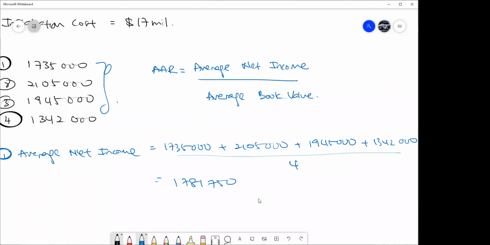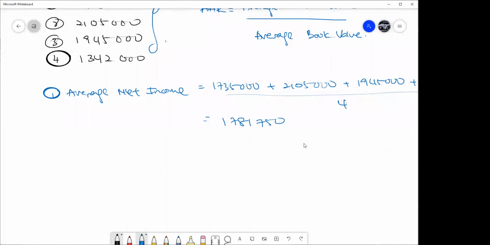Average net income. Part 2, average book value. This part 2 is the one that students always make a mistake on, and always lose marks here. And this question always comes out in the recent exam. So I don't know whether it will come out in the final exam this semester or not. We will see. So average book value is the one that students always get wrong.